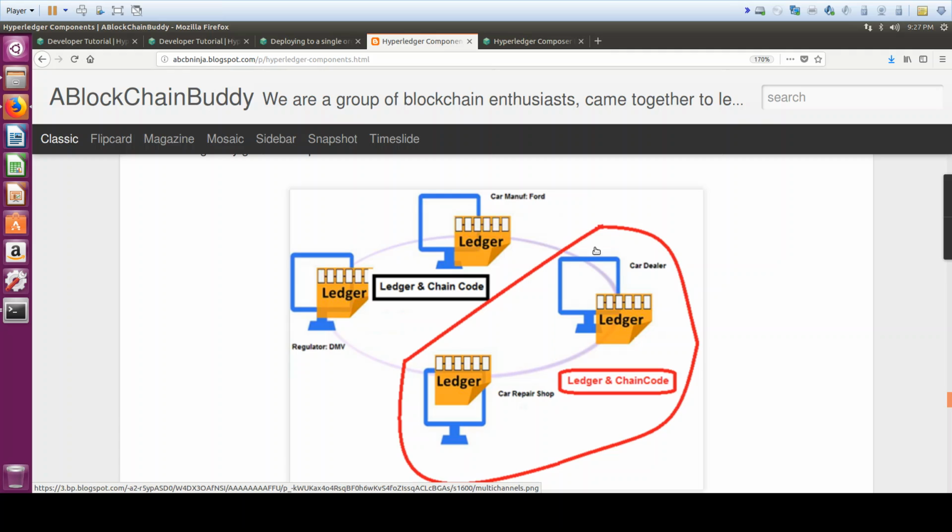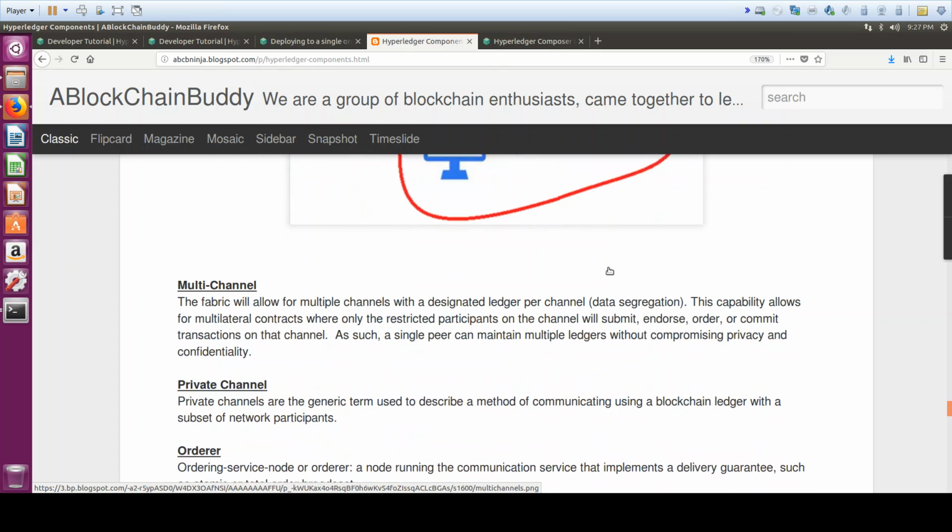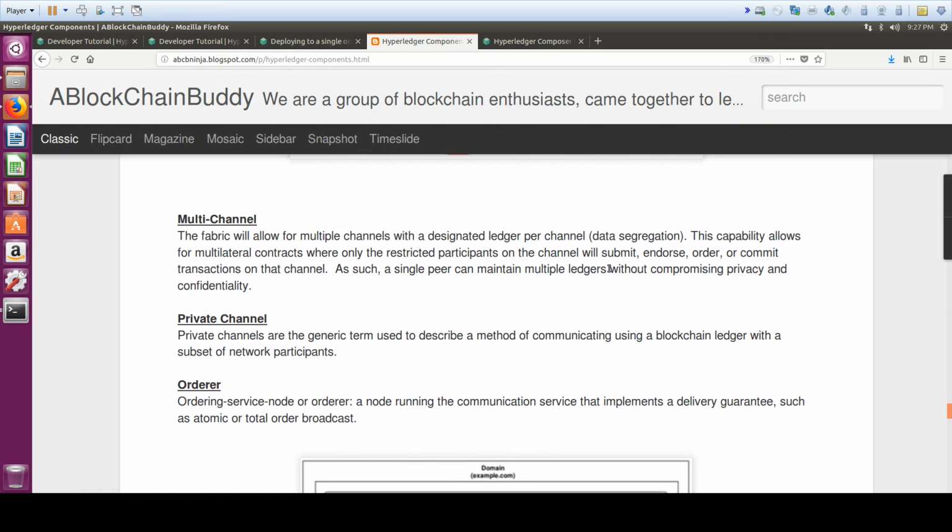So as many channels as needed based on the requirement we can form, and whatever the channel is, there should be a separate ledger and a separate chain code. So that is multi-channel, private channel.